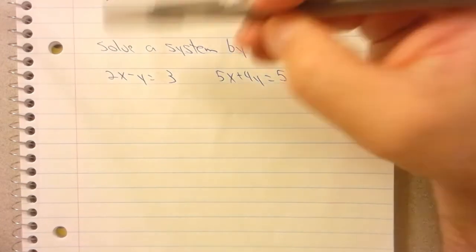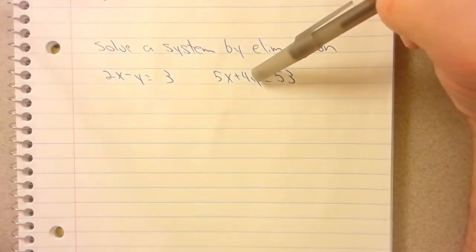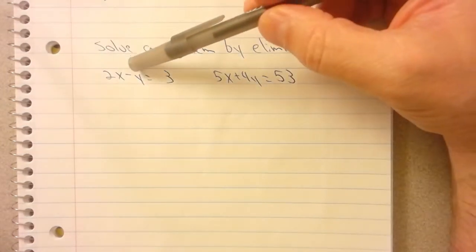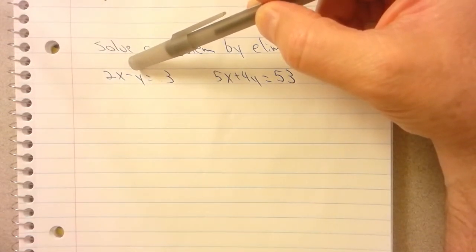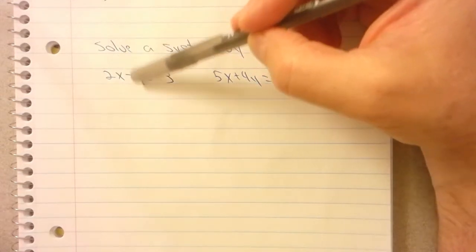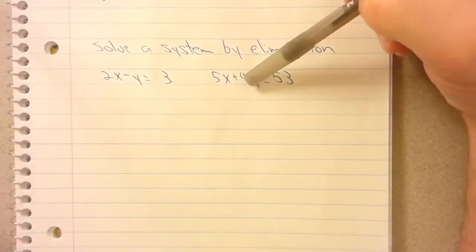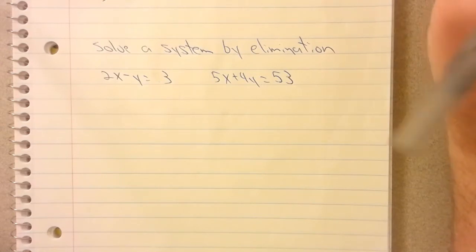So what we want is for the x terms to be opposites or the y terms to be opposites. If you look at the y terms, we have a negative 1y over here. Whenever you don't see a number in front of the variable, it's assumed to be 1. So x means 1x, z means 1z, b means 1b. So what do we have to multiply negative 1 by so that it's positive 4? That would be positive 4. So what we're going to do is multiply the first equation, both sides, by 4.